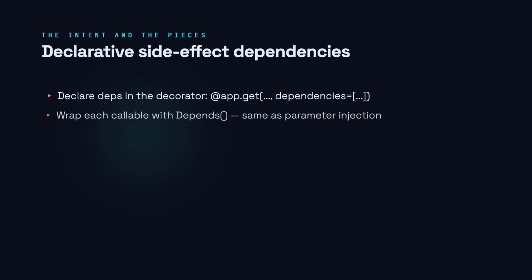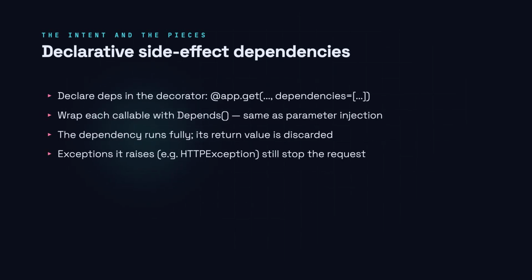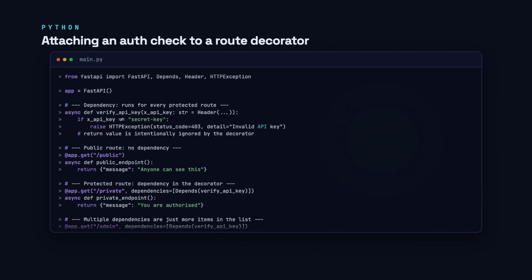FastAPI lets you pass a dependencies list directly to the path operation decorator, that is the @app.get or post call. Each item in that list is a Depends, wrapping a callable. FastAPI resolves and runs every one of those callables before your route function executes. If a dependency raises an HTTPException, the request stops right there. But if it returns normally, the return value is simply thrown away. Your route function never sees it. Let us walk through this.